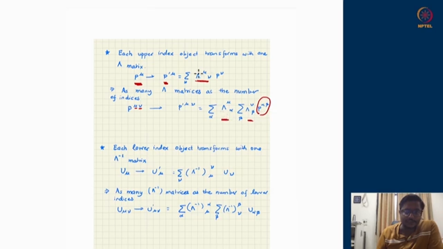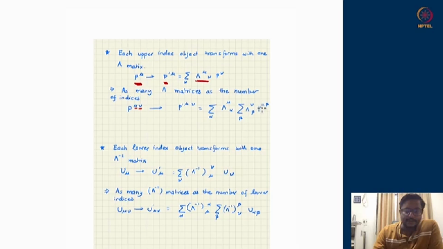See, in this 1-index object, the index became the first index of the matrix, and the second index was getting summed over, nu was getting summed over. Here also in the 2-index object, the upper 2 indices become the upper indices of the 2 matrices, while the lower indices of the 2 matrices get summed over. So this is how the general rule follows. As many upper indices as there are, that many lambdas will appear in the transformation, and all the lower indices of the lambdas will get summed over.